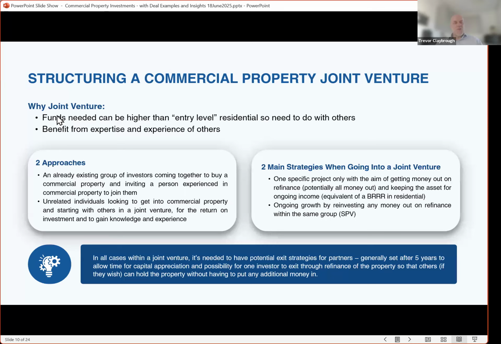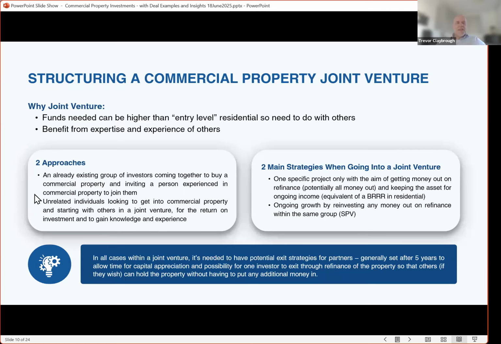And the other reason for joint venture is to benefit from the expertise and experience of other people. Specifically here, it's in the area of commercial property. So having on board people that have experience in commercial property, such as Duncan, can enable things to go a lot faster. There are two approaches in a commercial property joint venture.